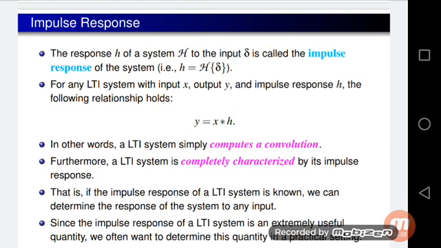That means delta and h both depend on the system H. The impulse response h of a system H to the input delta is called the impulse response. For any LTI system with input x, output y, and impulse response h, the following relationship holds: y equals x convolved with h.